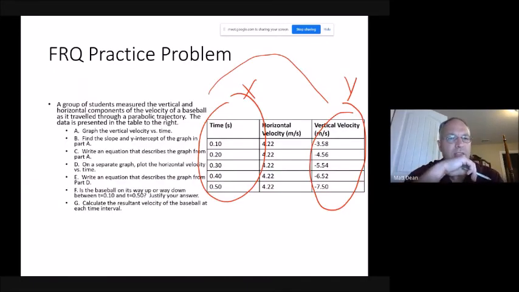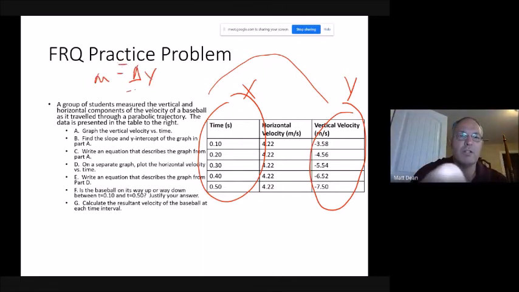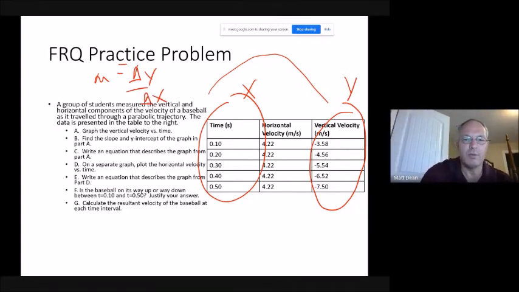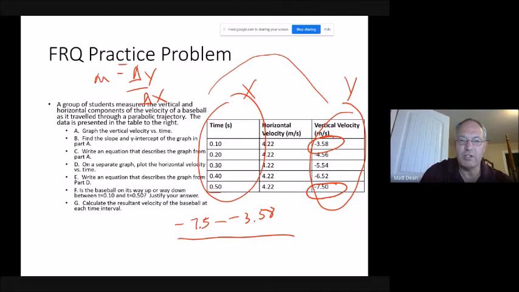Let's go next. Find the slope and the y-intercept of the graph in part A. We can do that without looking at the graph. To find slope, we go change in y over change in x. So I'm just going to take the first and last points. I'm going to say negative 7.5 minus negative 3.58. That's my last and first y components, over my last x component, 0.5, minus my first x component, 0.1.